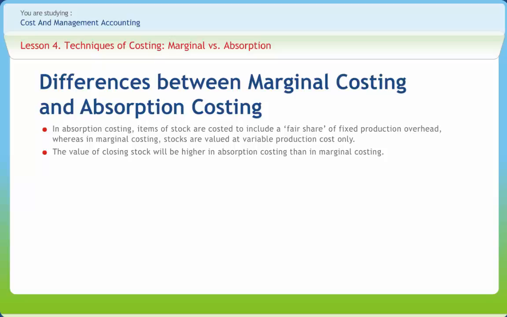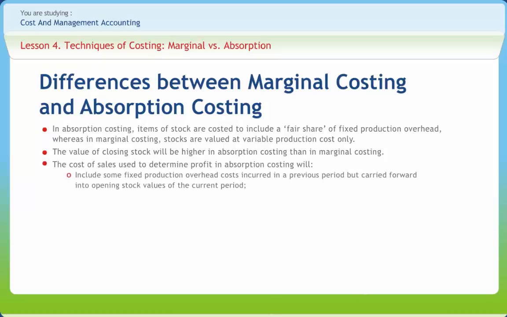As a consequence of carrying forward an element of fixed production overheads in closing stock values, the cost of sales used to determine profit in absorption costing will include some fixed production overhead costs incurred in a previous period but carried forward into opening stock values of the current period. It will exclude some fixed production overhead costs incurred in the current period by including them in closing stock values.